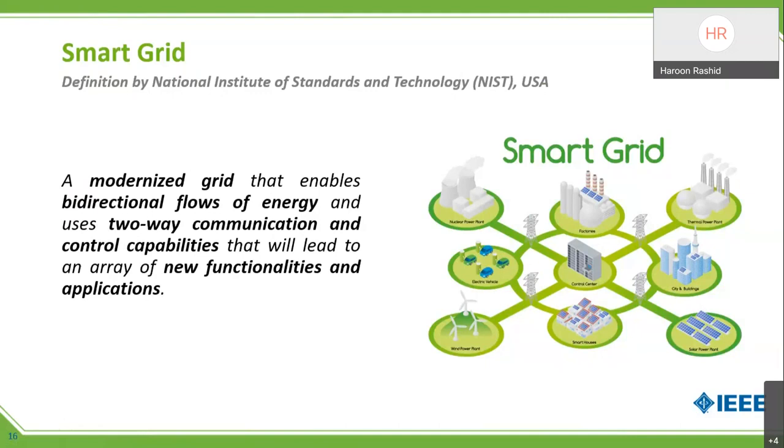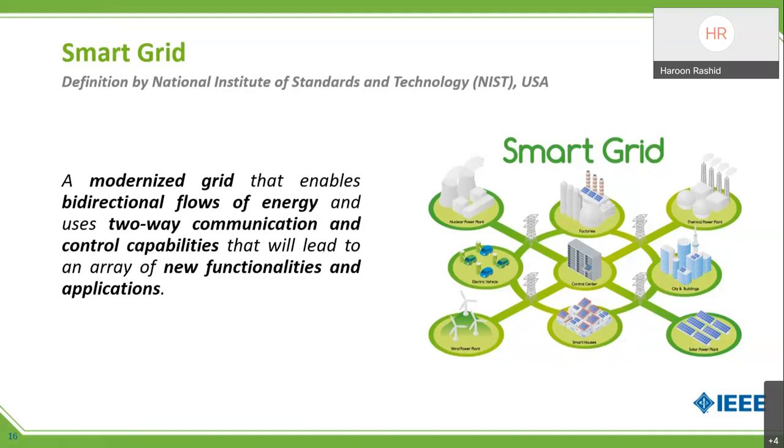What is a smart grid? The National Institute of Standards and Technology, NIST in short, from the USA, says it is a modernized grid. The existing grid is called a modernized grid, which has a bi-directional flow of energy. In the previous system, the traditional approach, there is only one-way communication.